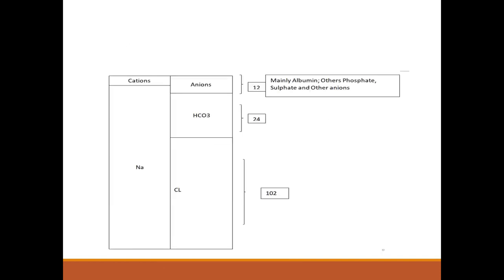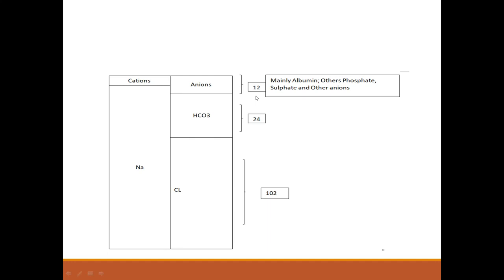Before I go to the mixed disorder scenarios, let me recapitulate what we have learned about the delta delta, because it's very important to learn. If you look at this picture, the anion calculation is represented by chloride and bicarbonate, with a little contribution by the anions, mainly albumin, and a little bit contributed by the phosphate, sulfate and other anions.